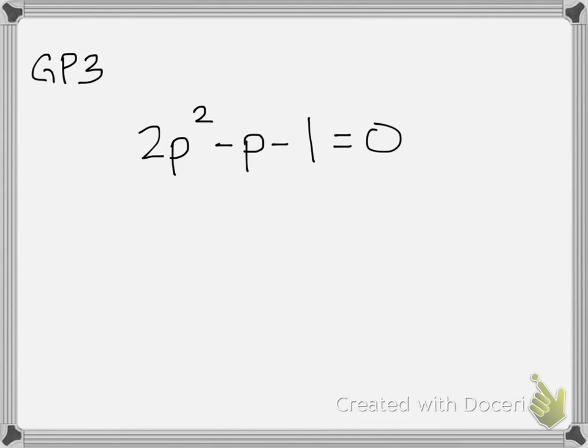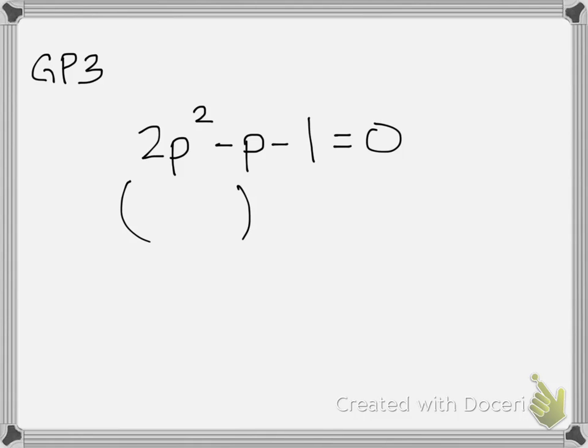Let's go ahead and move on to GP number 3 for your homework this evening. For GP number 3, we're going to go ahead and do an example where a is not equal to 1. So go ahead and take a moment, please. Try to factor 2p squared minus p minus 1 and set both of your binomials equal to 0. Go ahead and pause the video now to work on that problem, otherwise the video will play on.